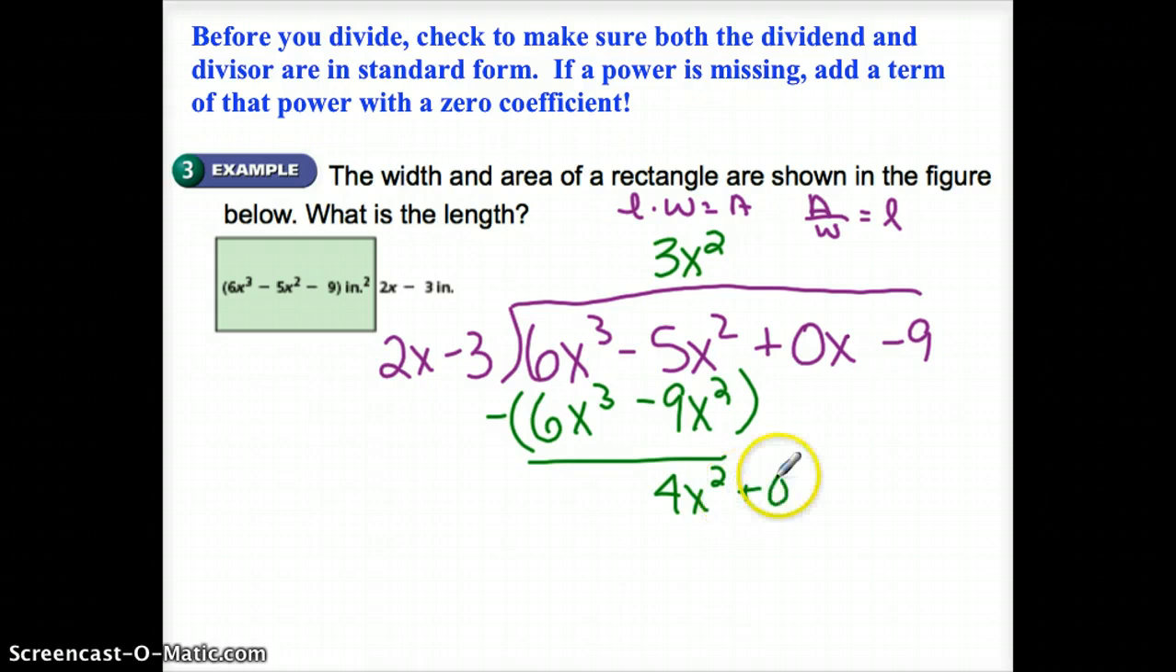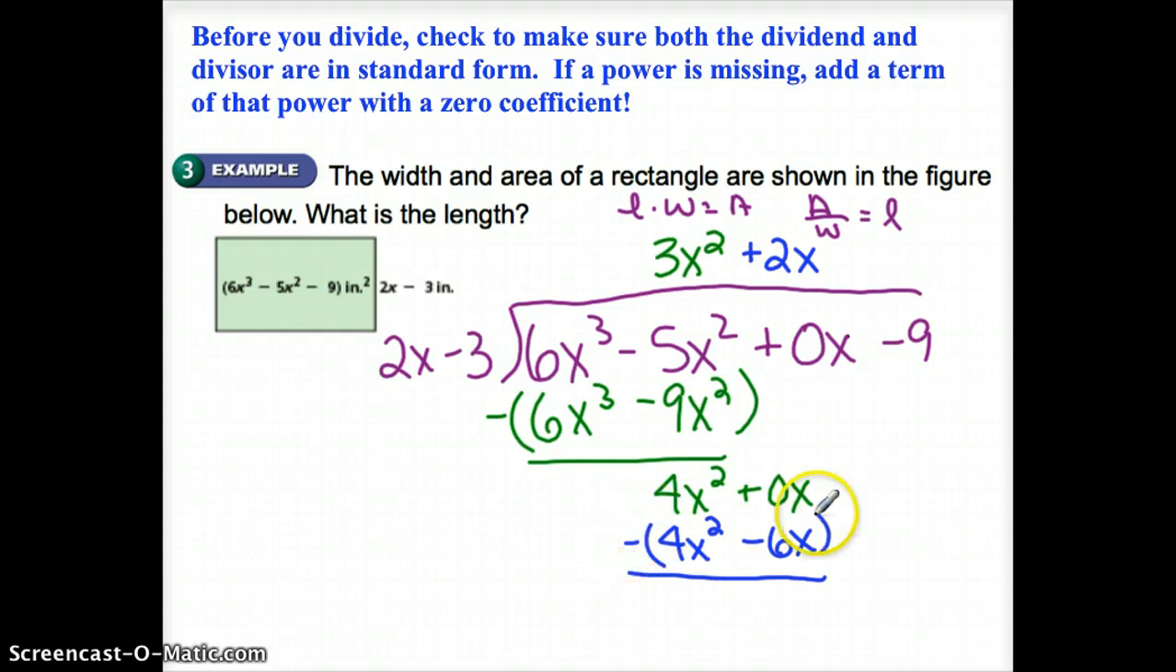So now I have 4x squared plus 0x. I'm going to use another color. Look at the leading terms. 2x goes into 4x squared 2x times. So 2x times 2x is 4x squared. 2x times a minus 3 is a negative 6x. Okay, I'm subtracting. So that's just going to be 6x minus 9.